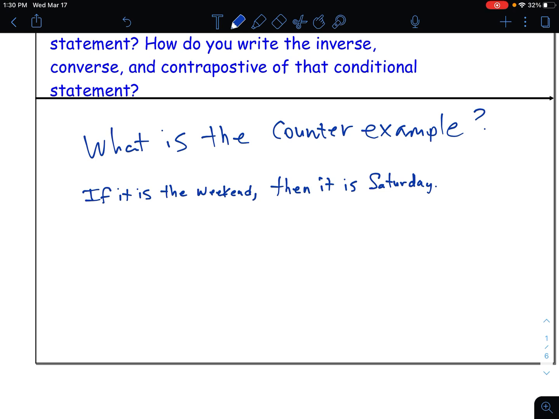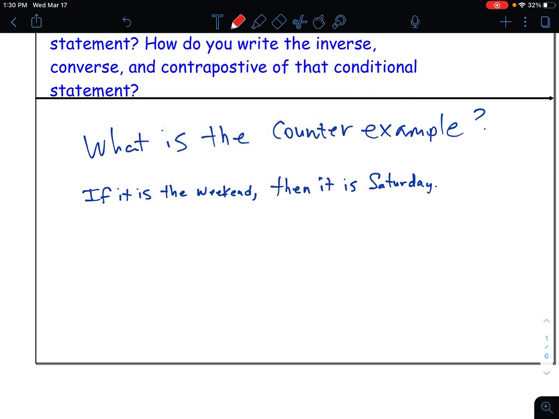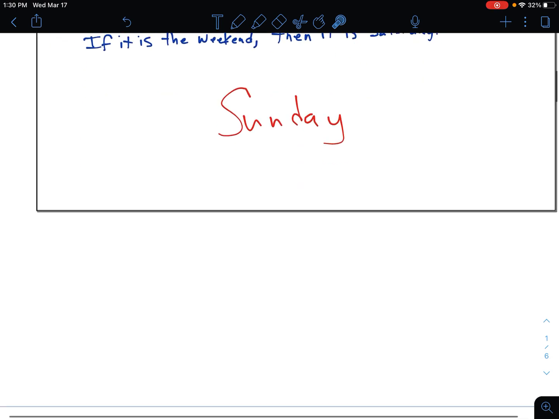My first question to you, though, is what is the counterexample of: if it is the weekend, then it's Saturday? I'm giving you information, if it is the weekend, then it is Saturday. That's not always a true statement, because if it is the weekend, it could be Saturday or it could be Sunday. So Sunday is the counterexample. What we're going to do is actually look at this type of statement today. We call that a conditional statement. If it is the weekend, then it is Saturday, is a conditional statement.